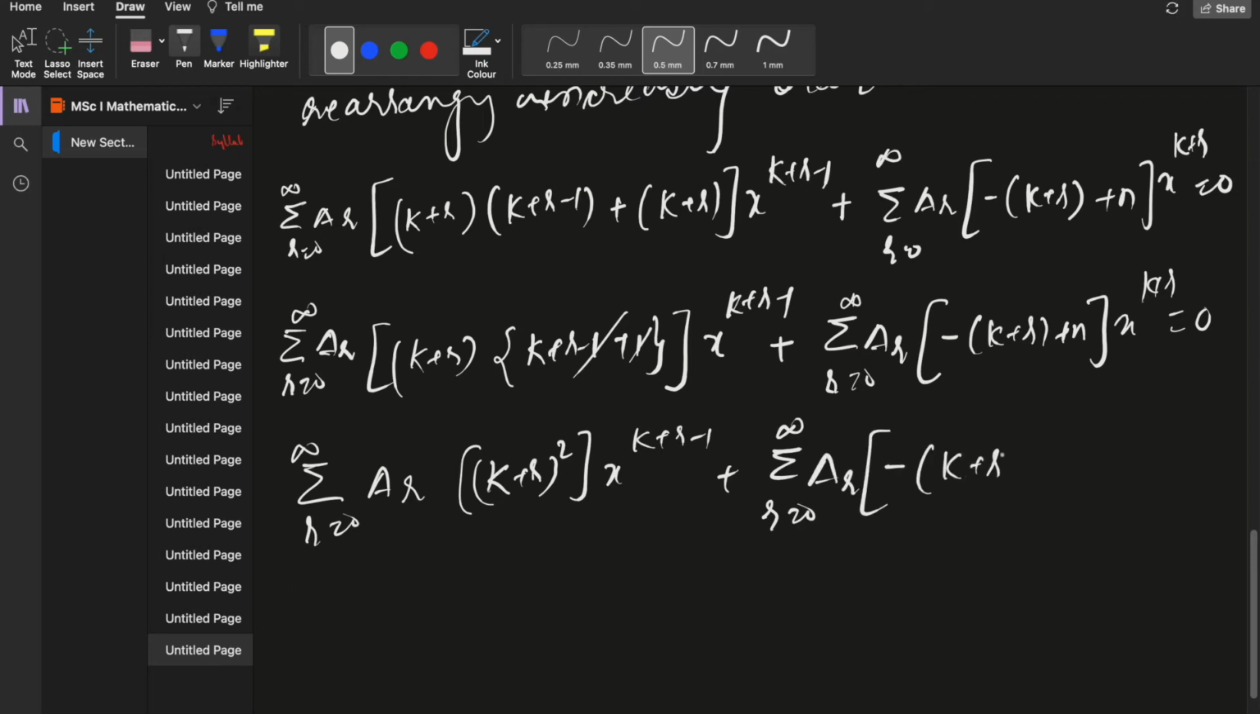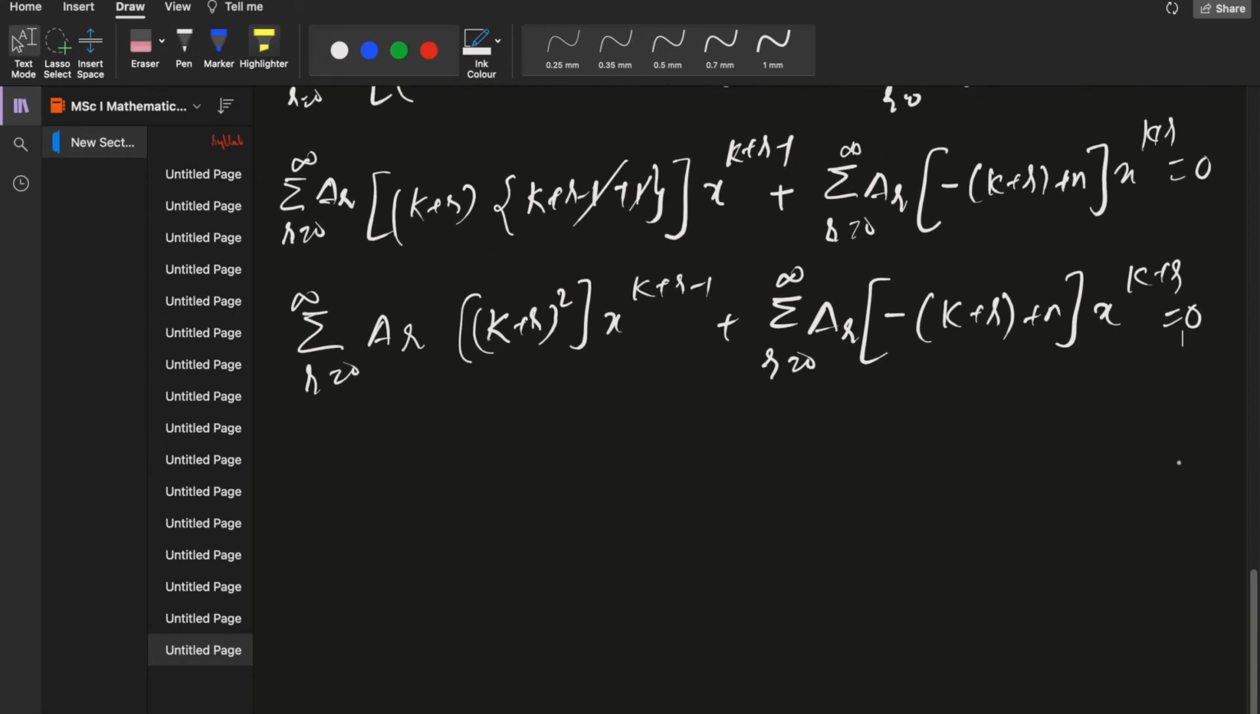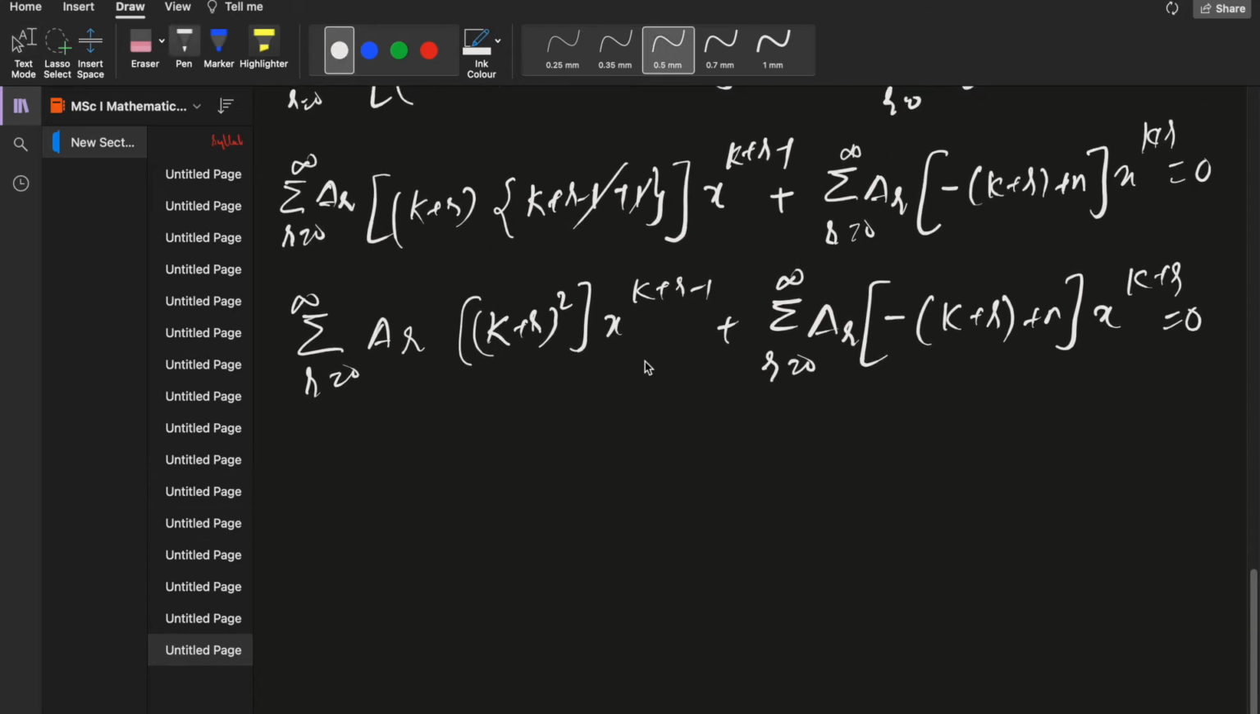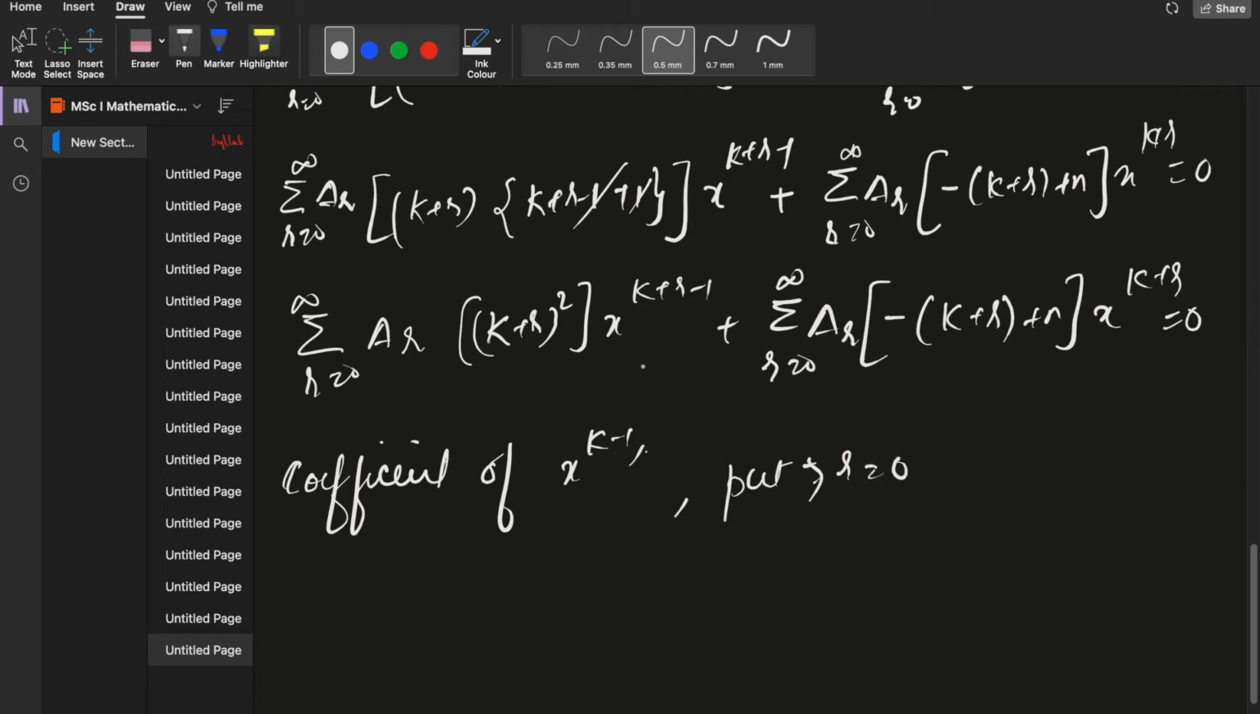Here (k + r + n) x to the power k + r = 0. Alright, now comparing the coefficient in increasing terms. The first term where I can find it is x to the power k minus 1. So comparing the coefficient of x to the power k minus 1, I can find this one when I put r equals 0 in the first term.